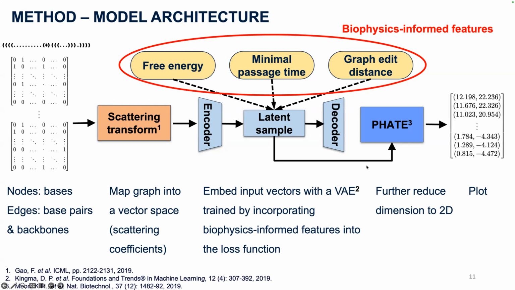And the third part is a FIt-SNE model, which is a nonlinear dimensionality reduction method. So the input vectors are embedded by the autoencoder, and the embeddings are then passed into the model to further reduce the dimensionality to 2D for the final plot.